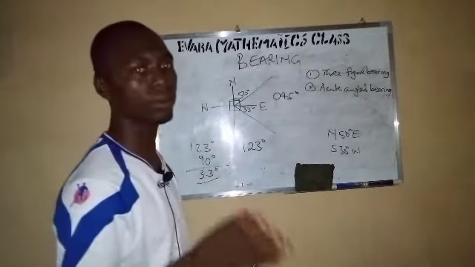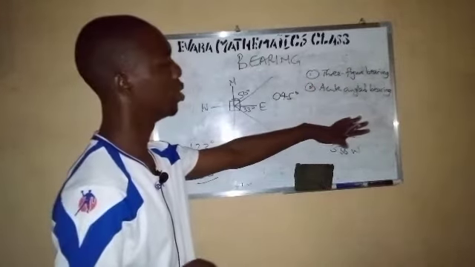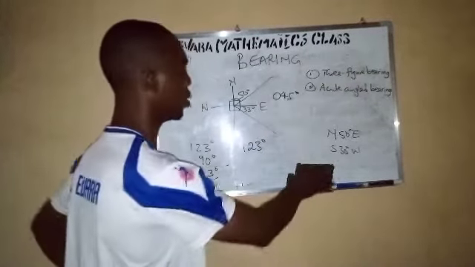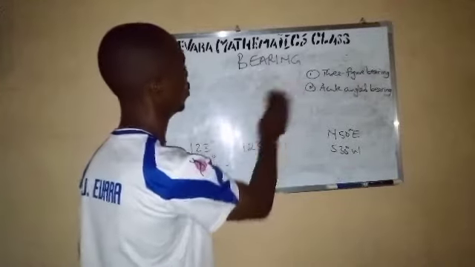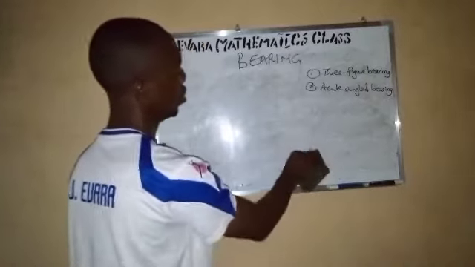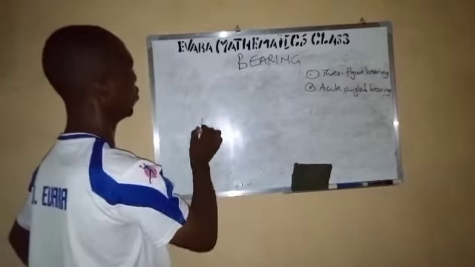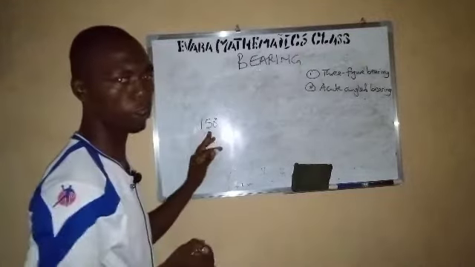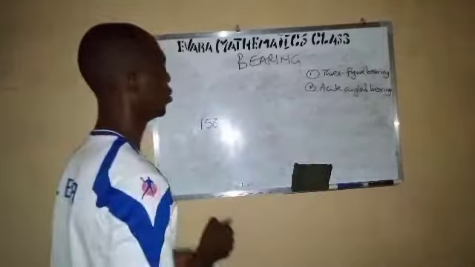You can convert Threefigure bearing to acute-angled bearing, and you can also convert acute-angled bearing to Threefigure bearing. Let's take a look at that. If I have an angle of 150 degrees, this is a Threefigure Bearing, and I want to make it an Acute-angled bearing.